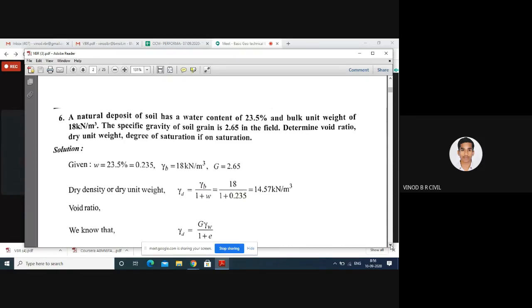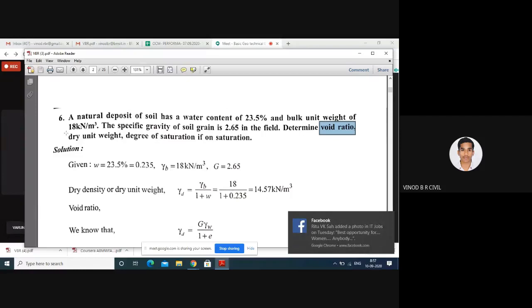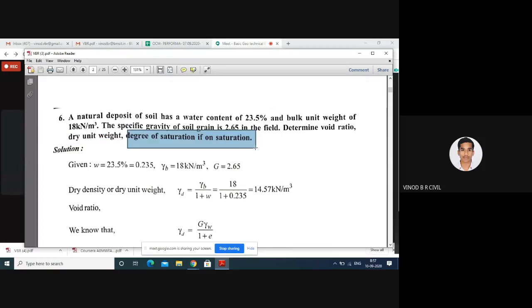In the problem they clearly mention the water content of the soil, that is 23.5. The bulk unit weight is 18 kilonewton per meter cube, and the specific gravity given is 2.65. We have to determine the void ratio, that is small e, the dry unit weight, that is gamma d, and the degree of saturation, SR.